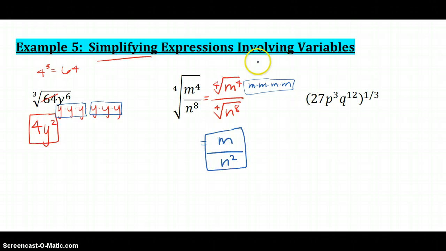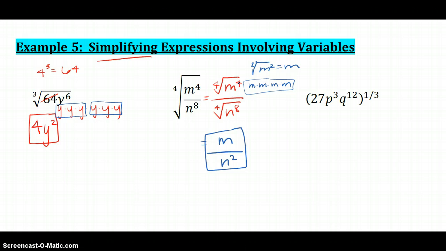Think about if you had the square root of m squared. That would just cancel and you just get an m. That's because there's a little index of 2 here. So it's asking how many groups of 2 are there? Well, there's only 1, so your answer is m. Same thing when you have the 4th root and something to the 4th. They kind of quote-unquote cancel out, and you're just left with m.